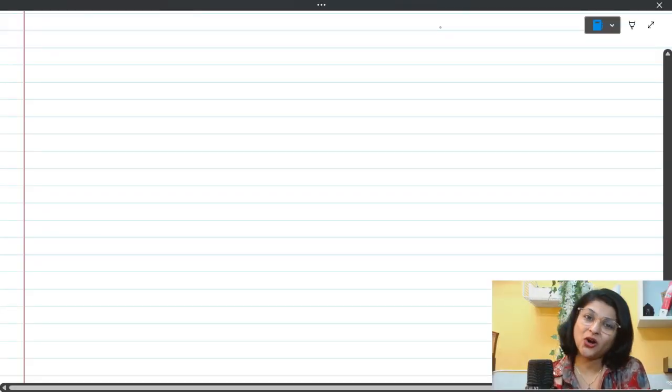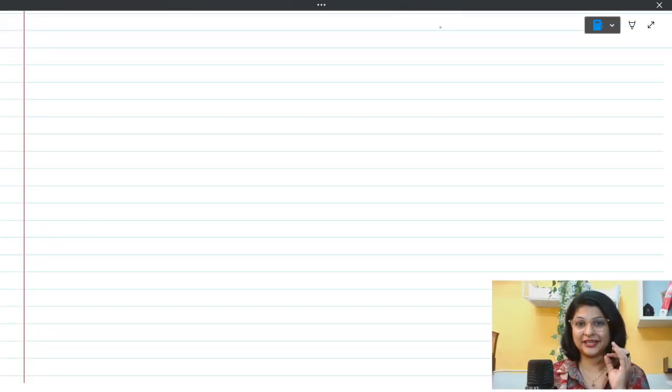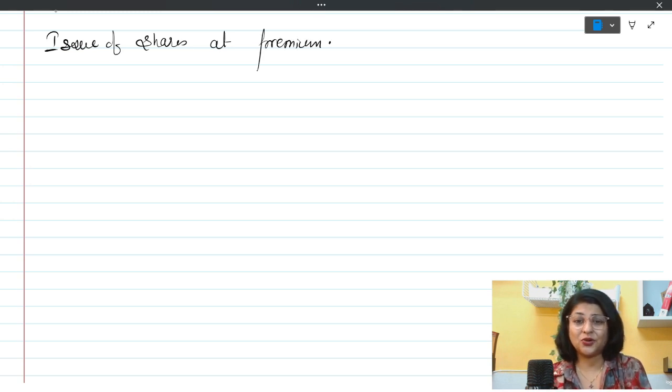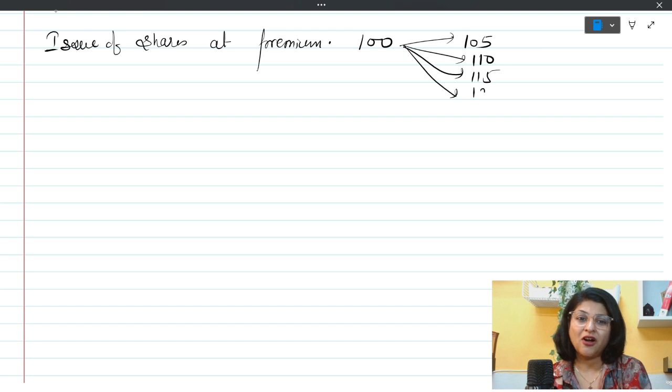We will understand how to pass the entries regarding issue of shares at premium. So today's topic is issue of shares at premium. Whenever the company is issuing the share at premium, understand what it means. It means that if the face value of your share is 100, it is being issued at 105 rupees, or 110 rupees, or 115, 120 rupees. In short, any amount greater than 100 rupees is known as issue of shares at premium.